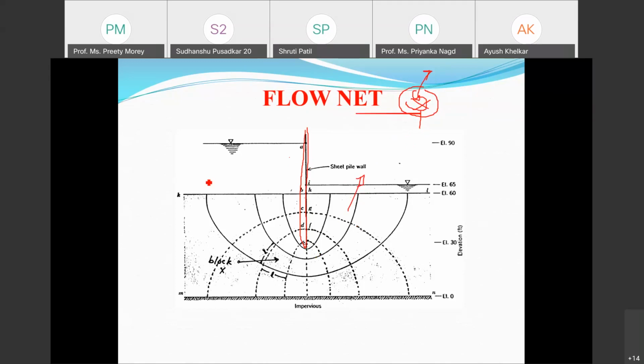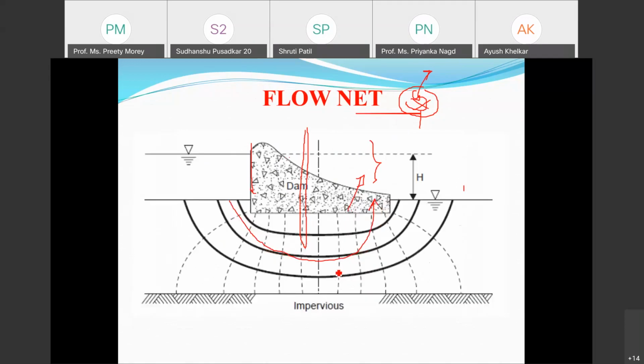So here, this is the head of water on the upstream side, and this is the head of water on the downstream side. The head which will cause the flow is this much. Water will flow in this direction. I have plotted these lines as flow lines, and then try to draw these dotted lines as the equipotential lines. Once I draw this flow net, I will be able to calculate the amount of water flowing through the soil.